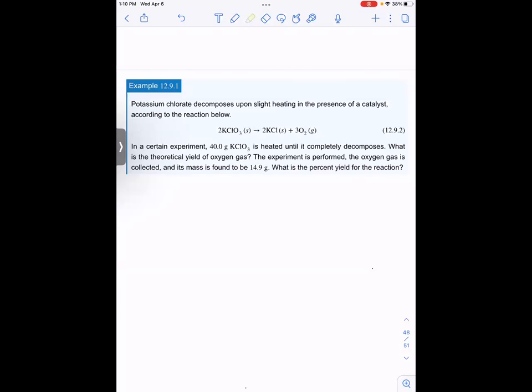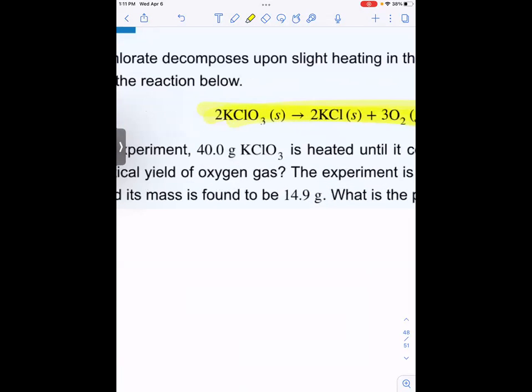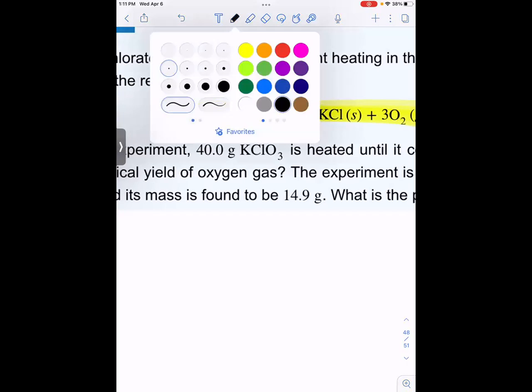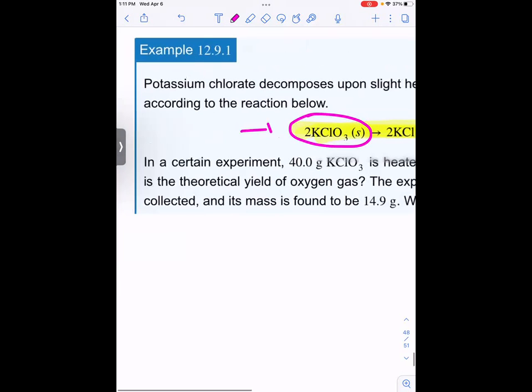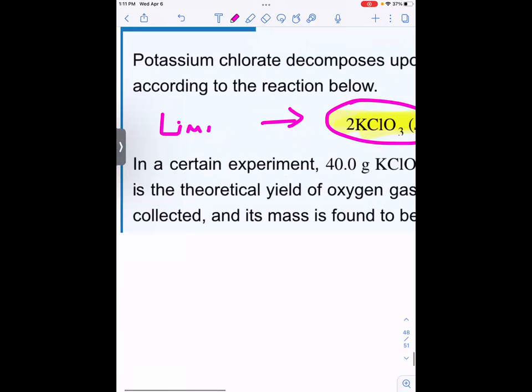It says potassium chlorate decomposes upon slight heating in the presence of a catalyst according to the reaction below. So here's the reaction. And what do we notice right away? How many reactants are there? Is there A plus B, or is it just A? If you notice, there's only one reactant. So we don't have to calculate the limiting reactant. It's understood because there's only one reactant.